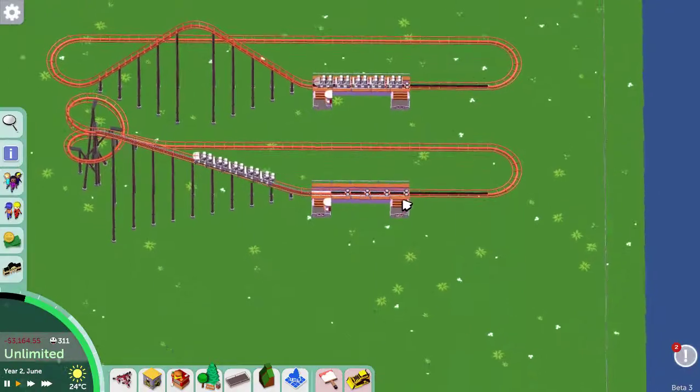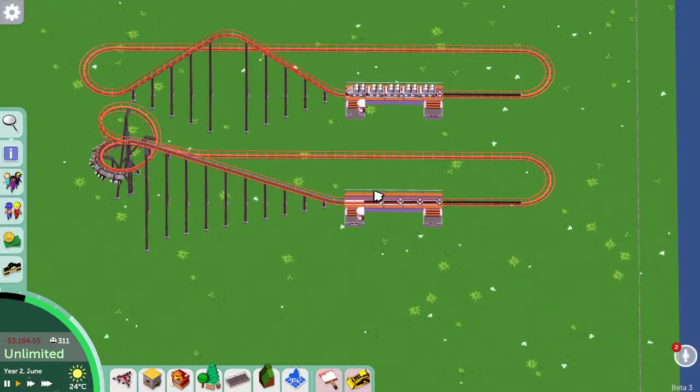Simply put, if anyone actually used this roller coaster, they would die.